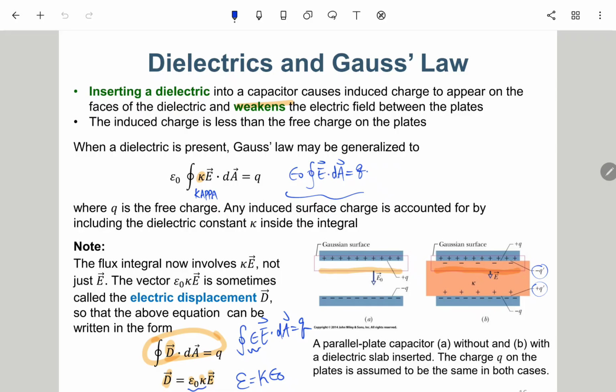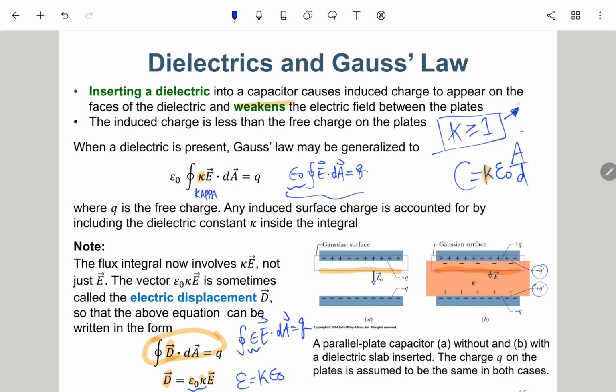So in that case, you change epsilon naught to kappa epsilon naught. So the C will change from epsilon naught to kappa epsilon naught. And this kappa is always larger than or equal to 1. It cannot be smaller than 1, which means that inserting the dielectric will always make the capacitance larger. So this is very important.